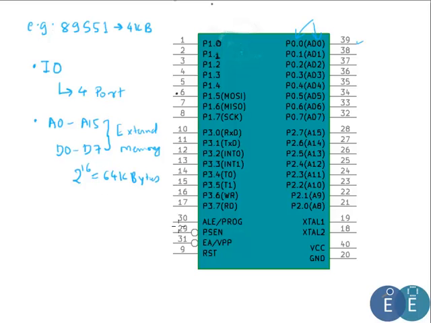And one thing to note is, apart from these pins, the ALE, which is address latch enable, is used to differentiate between the lower address lines and the data lines. So this is address latch enable, the program strobe enable, and the external enable. These pins are again used with the external memory.